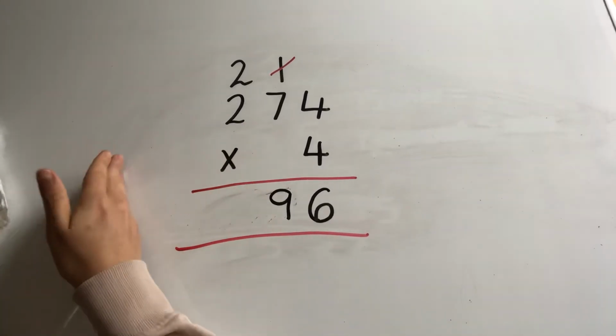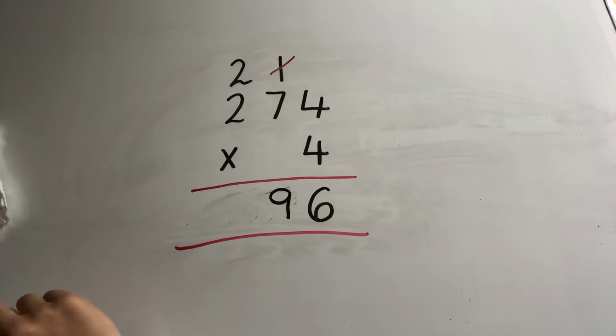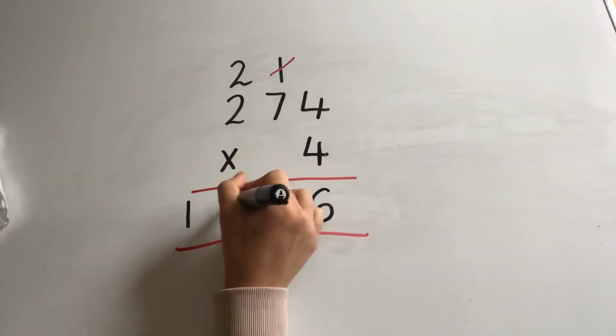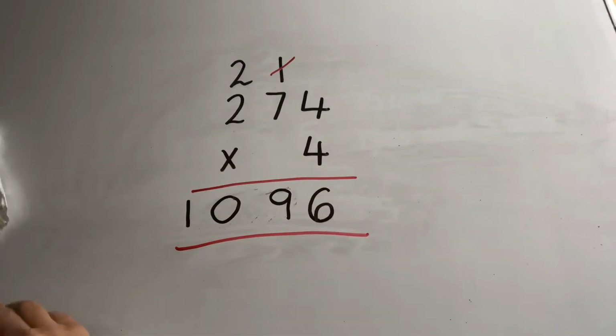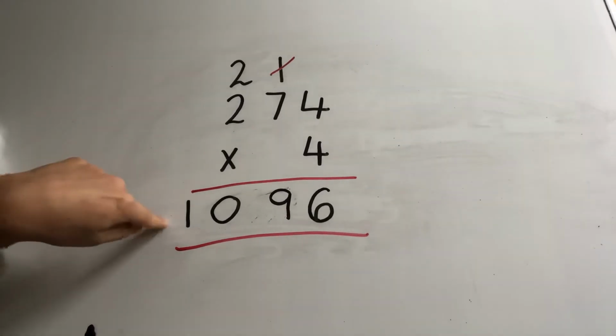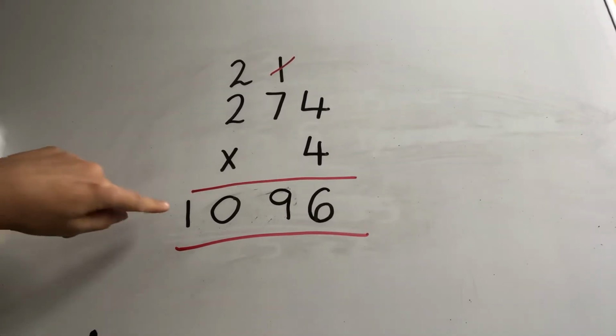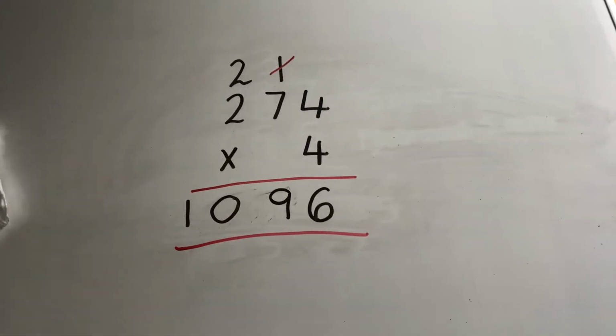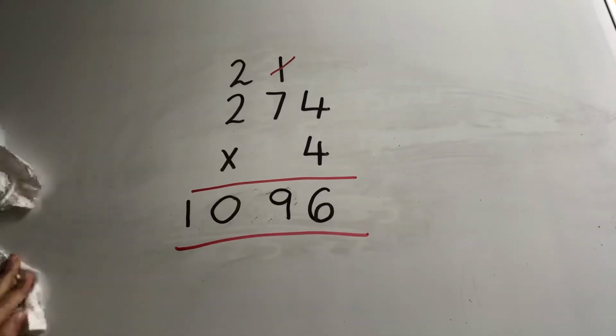Now, because we have nothing to go on and our equation's finished, we can write the entire 10 down. So our question, 4 groups of 274 equals 1096, which is called our product. We're going to do one more together.